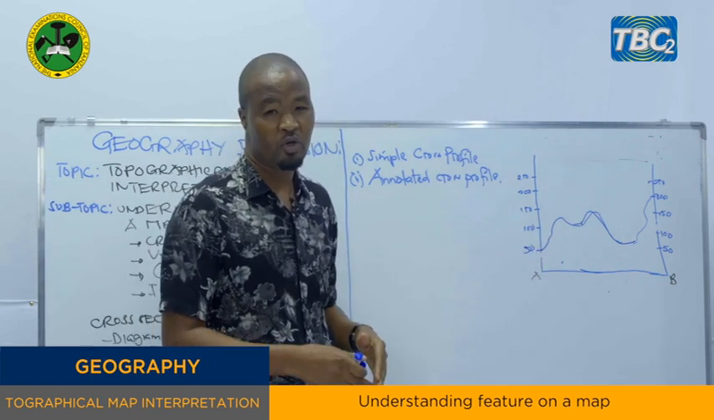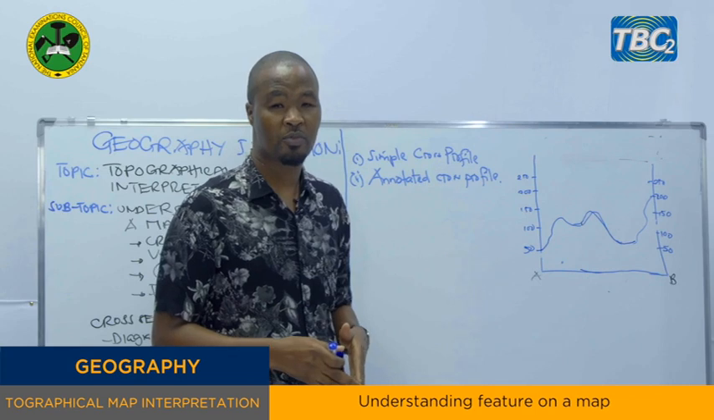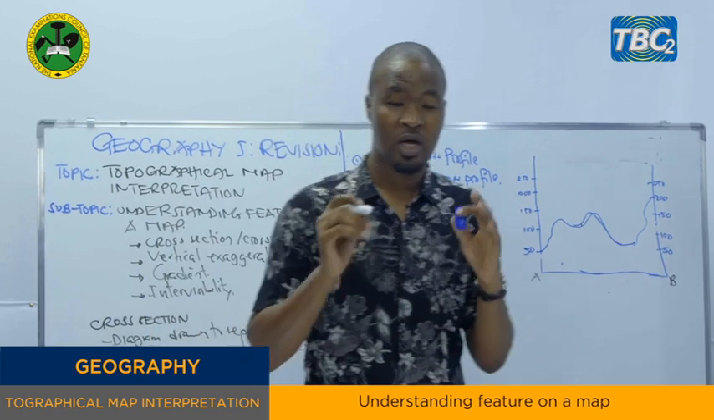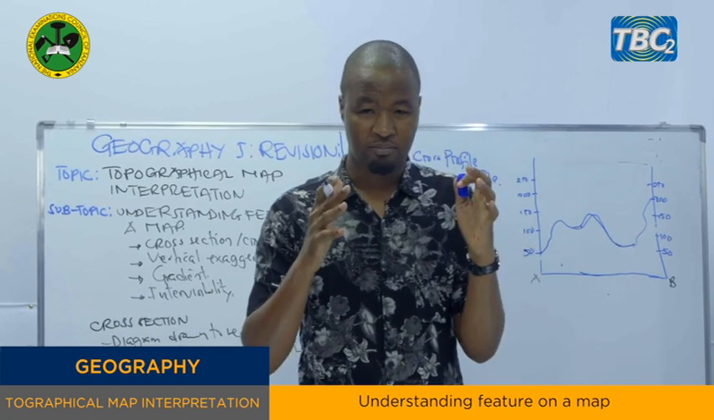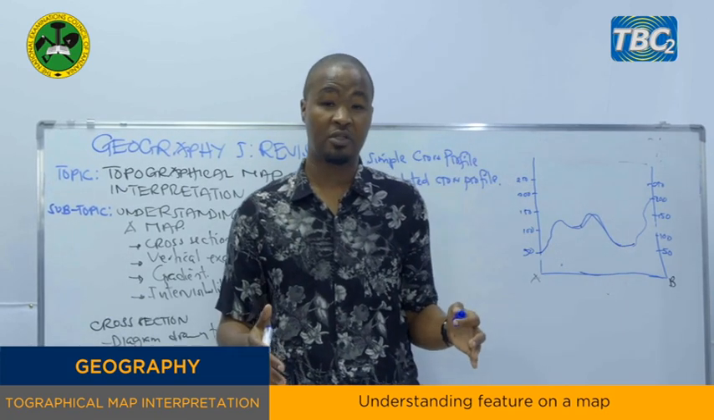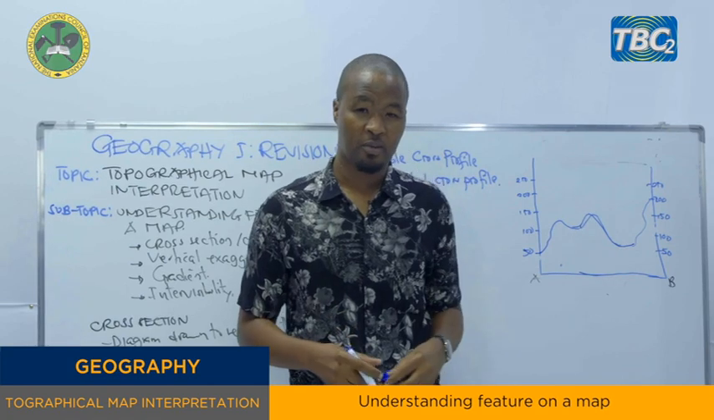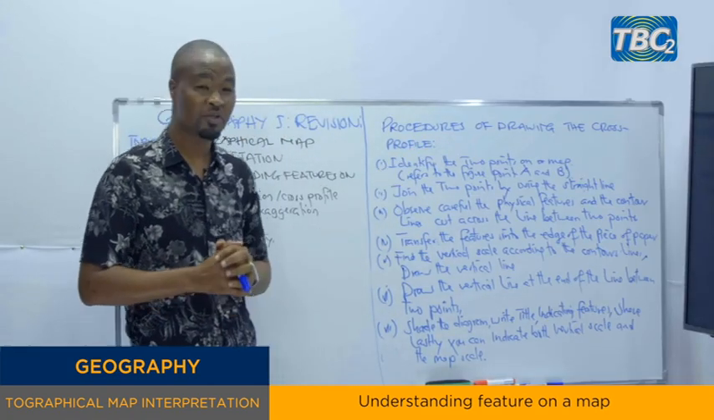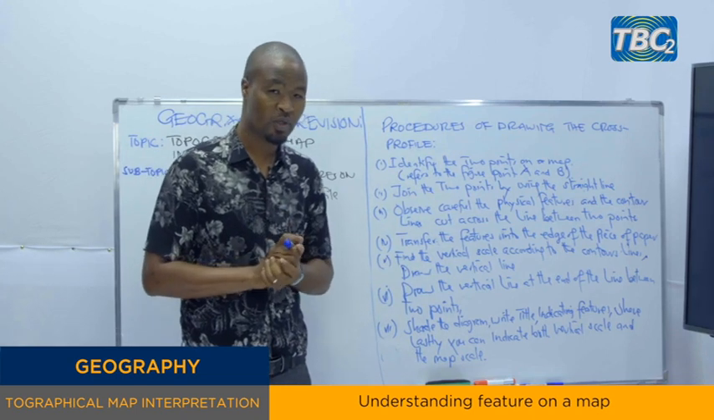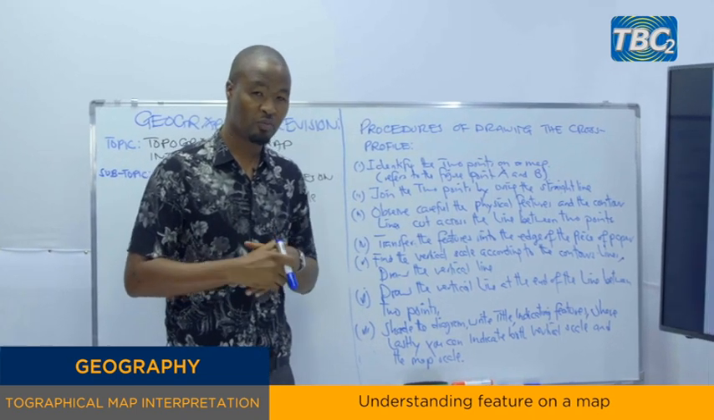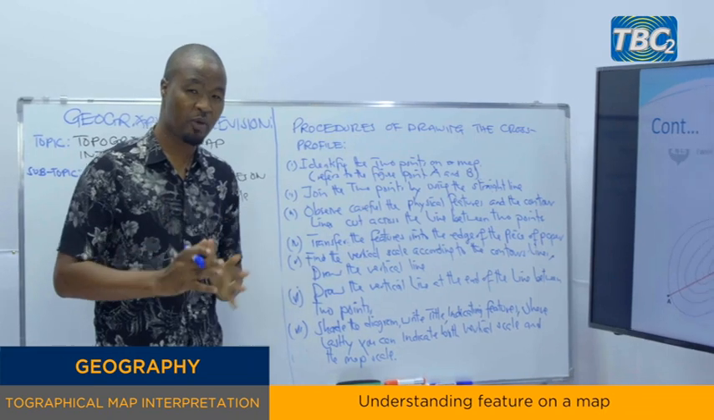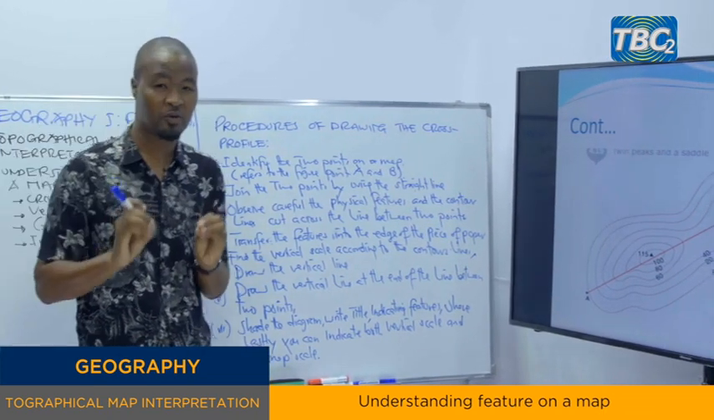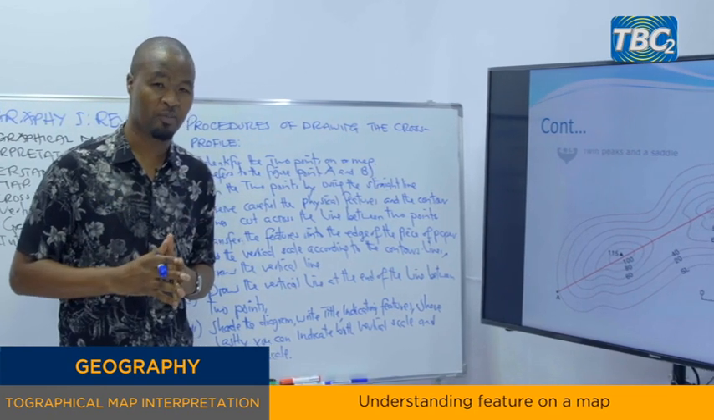So let's see how to draw the cross-profile between the two points. Right now we are going to see the procedure for drawing the cross-profile or the cross-section, that is, the relief features between the two points on a map. So let's assume we have been given two points, and we are asked to draw the cross-profile or the cross-section between the two points on a map.